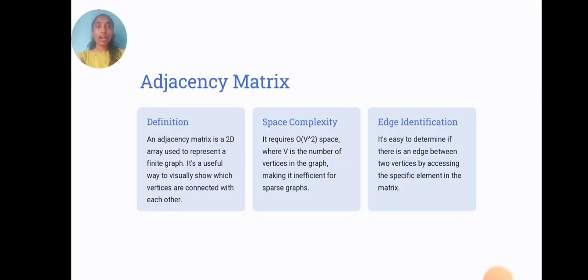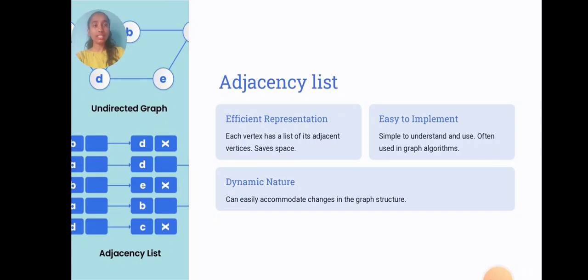Adjacency matrix. An adjacency matrix is a 2D array used to represent a finite graph. It is a useful way to visually show which vertices are connected with each other. Space complexity: it requires O of V square space, where V is the number of vertices in the graph, making it inefficient for a sparse graph. Edge identification: it's easy to determine if there is an edge between two vertices by accessing the specific element in the matrix.